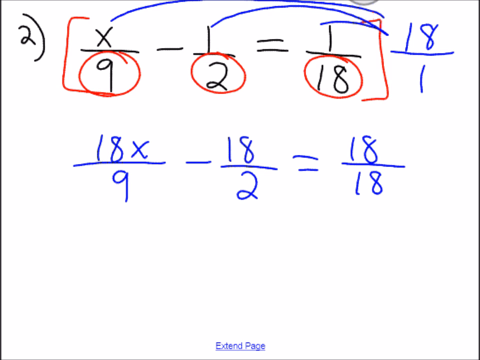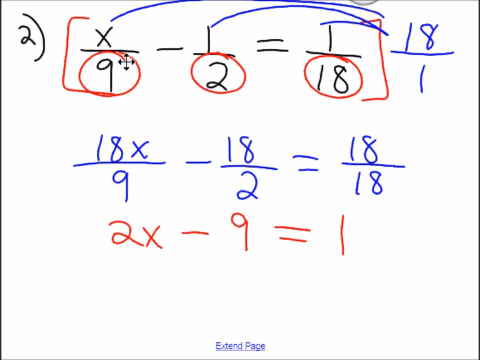At this point, we divide our fractions out or simplify them. I get 2x for my first one. For the second one, we get 9. And for the third one, 18 divided by 18 is 1. Wow, a beautiful two-step equation left. I say beautiful because we took a problem that looked very complicated for most students, and in 2 steps, we made it a two-step equation.